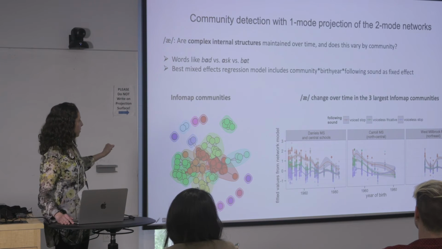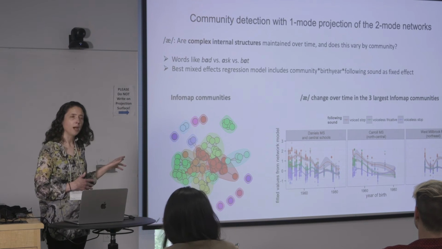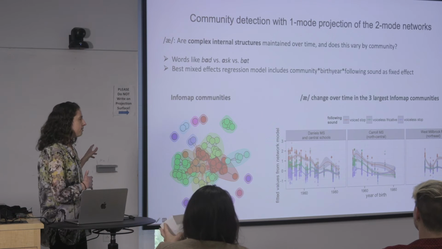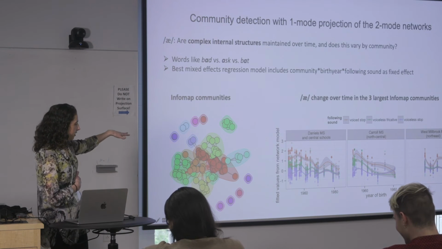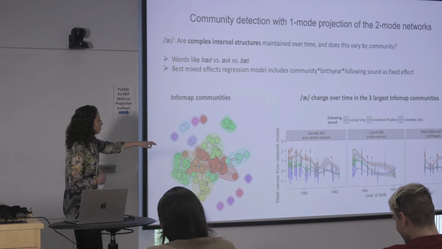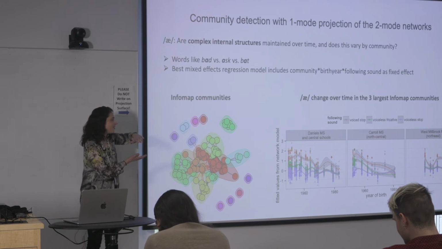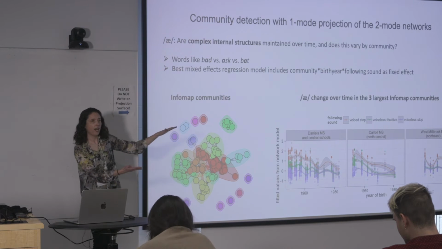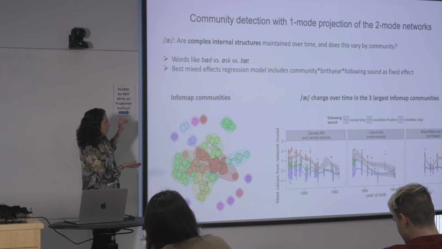What we find if we take just the 3 largest InfoMap communities, and we crunch our numbers, we find out that this module that's really about central schools is the one that maintains that bad, ask, bat hierarchy the best. It's kind of hard to see on the graph, I think, but it's true.